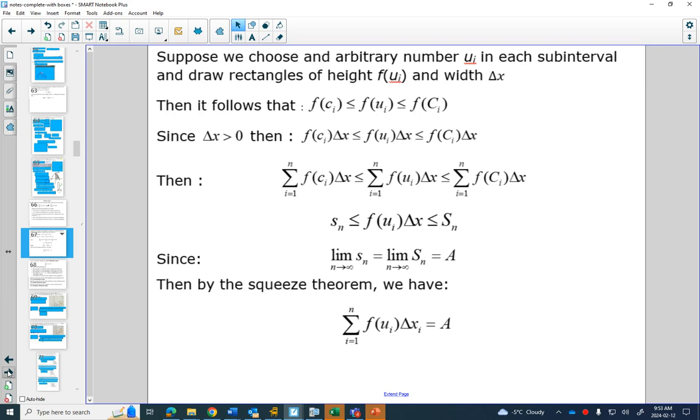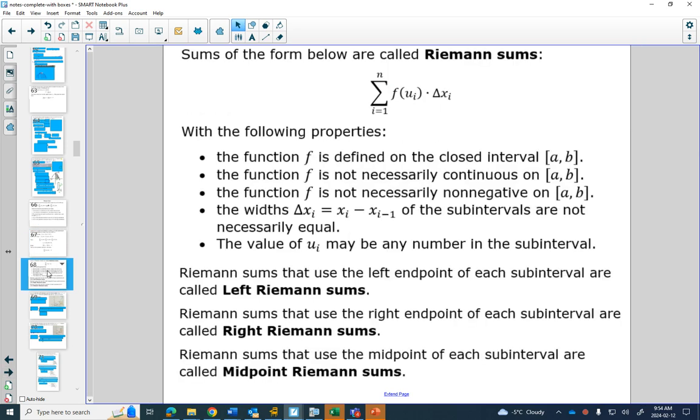And this is what Riemann was sort of looking at. He was saying, it's kind of annoying to have to figure out the lower ones and have to figure out the upper ones. But if we use the squeeze theorem, it actually doesn't matter which point we use. Any point in that interval for the height of the rectangle will work. Because if the lower ones go to the area and the upper ones go to the area, by the squeeze theorem, any one in the middle will go to the area as well. So we call any of those sums Riemann sums.